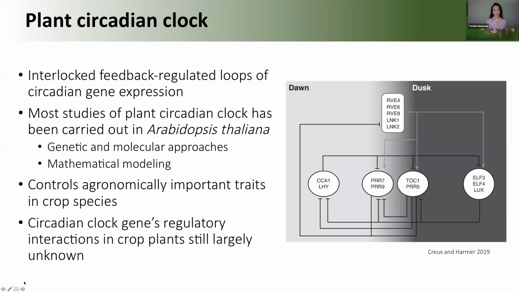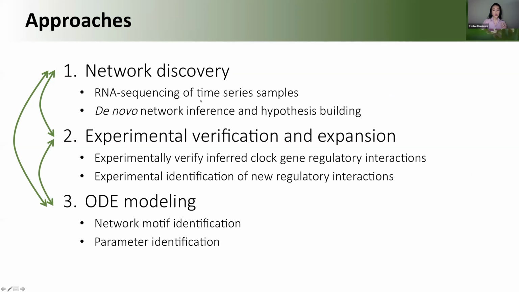Now, how about crop species like soybean? We know the circadian clock controls agronomically important traits, but we really don't know what structure the circadian clock network may have in crops. What we know comes from individual genes homologous to Arabidopsis and individual gene functional studies. So that's why we wanted to know the network of the soybean circadian clock. We have to start pretty much from scratch.